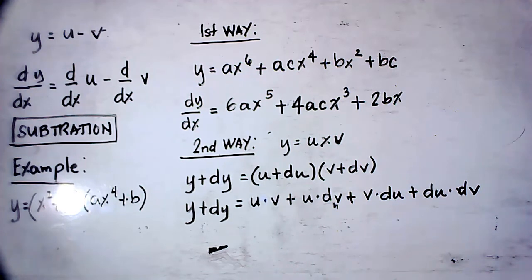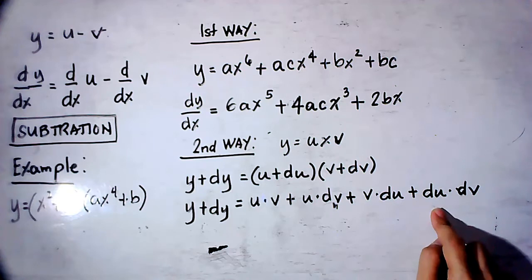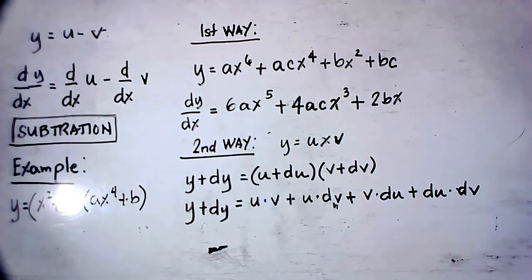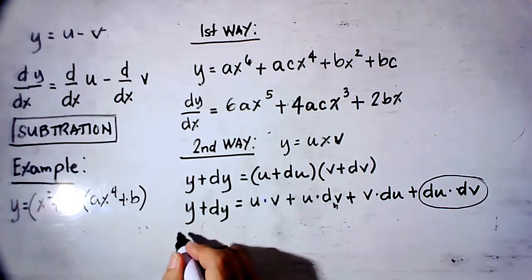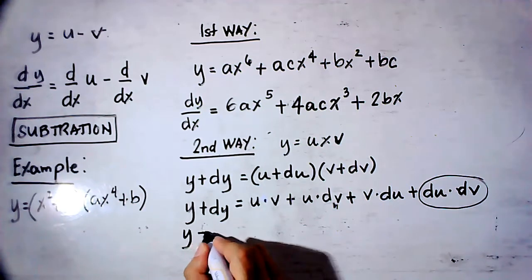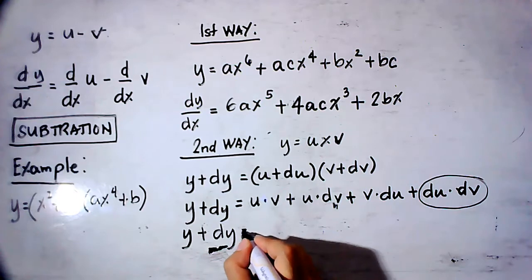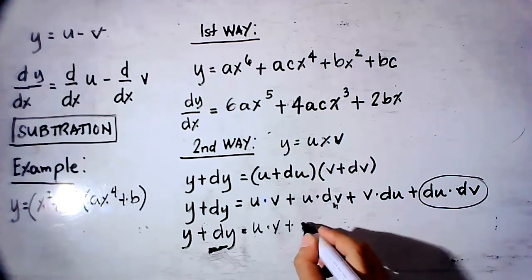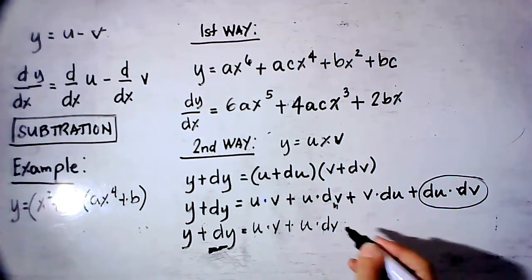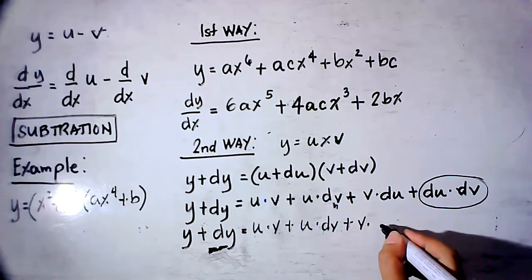So we shall have now du times dv, which is a small quantity of the second order of smallness. And therefore, in this particular limit, it can be disregarded. So once we disregard the value of du times dv, then we will have y plus dy equal to u times v plus u times dv plus v times du.